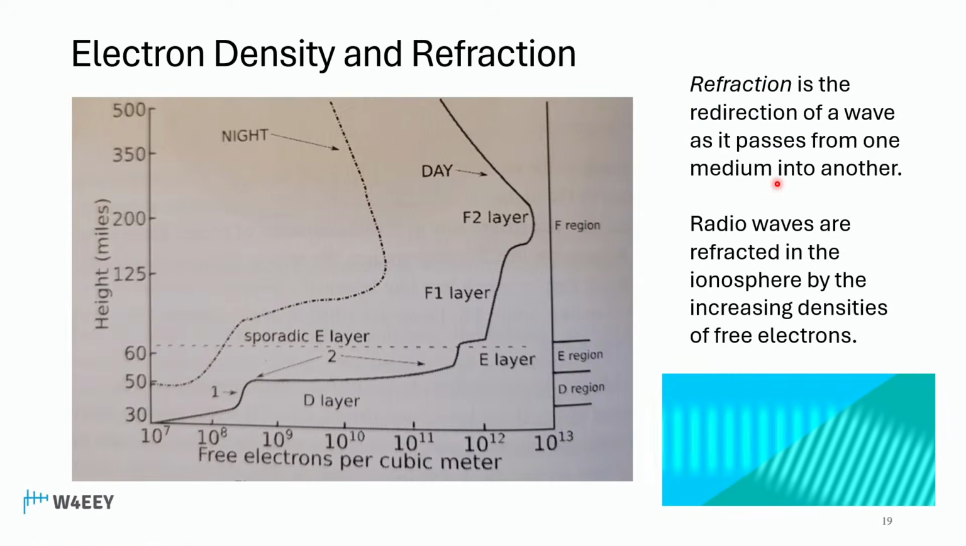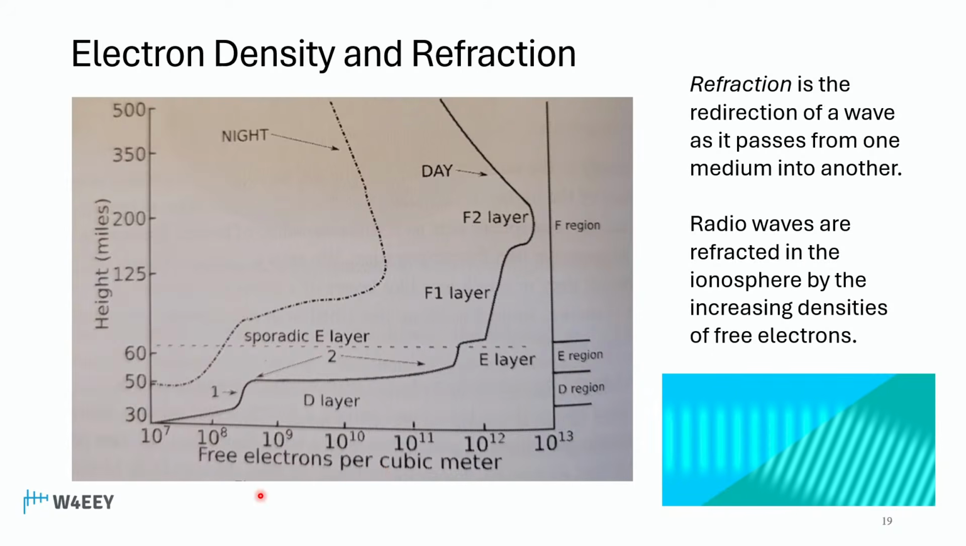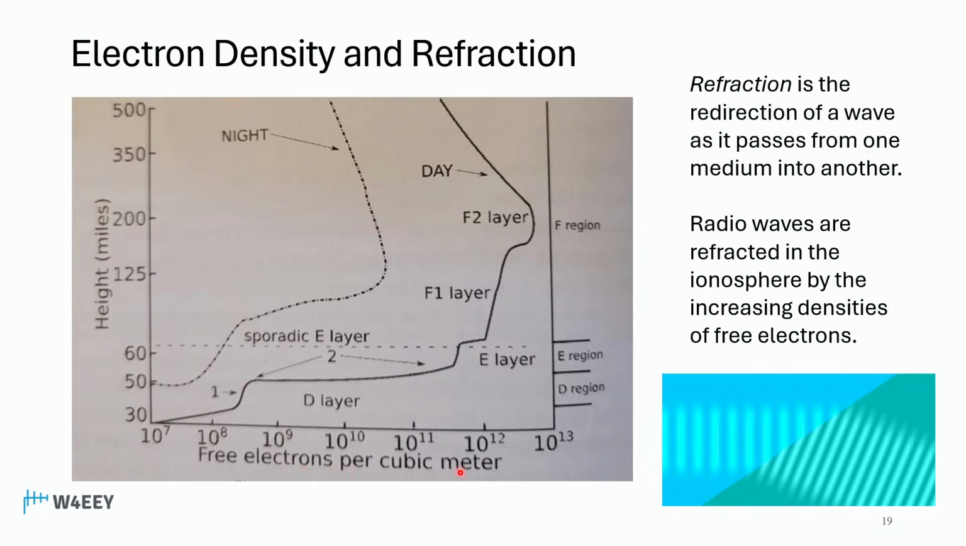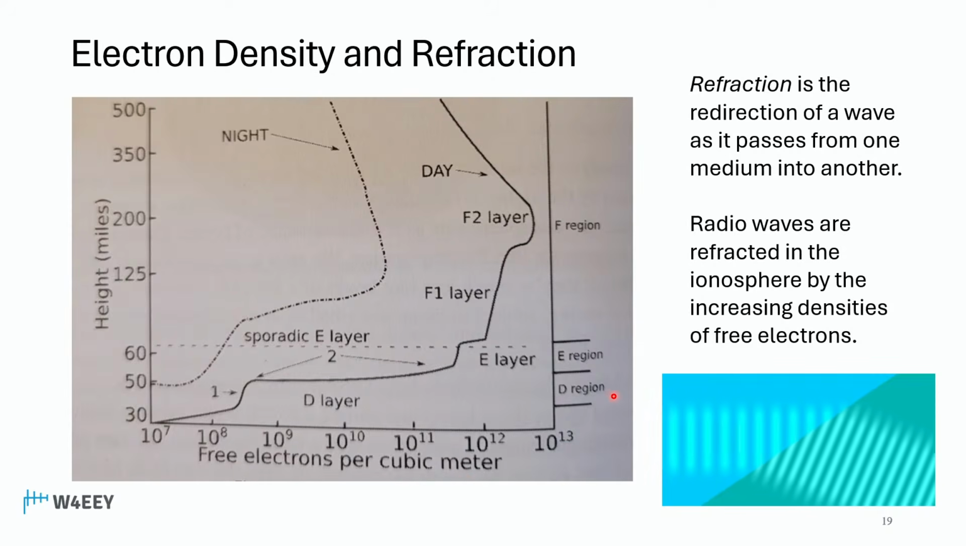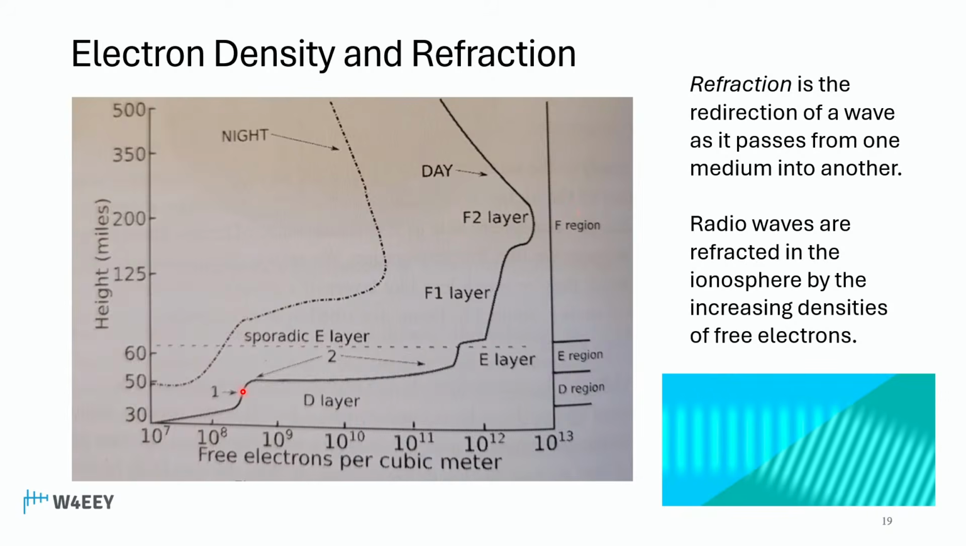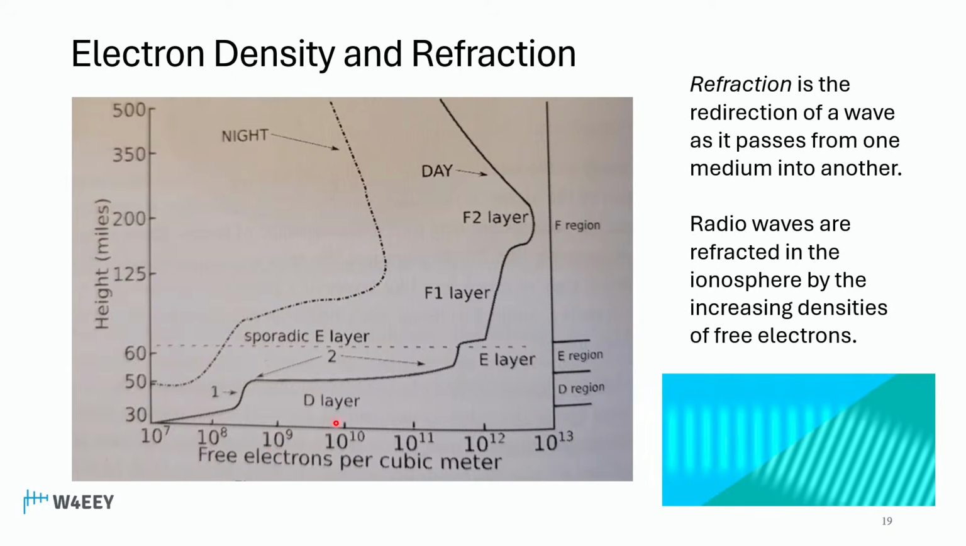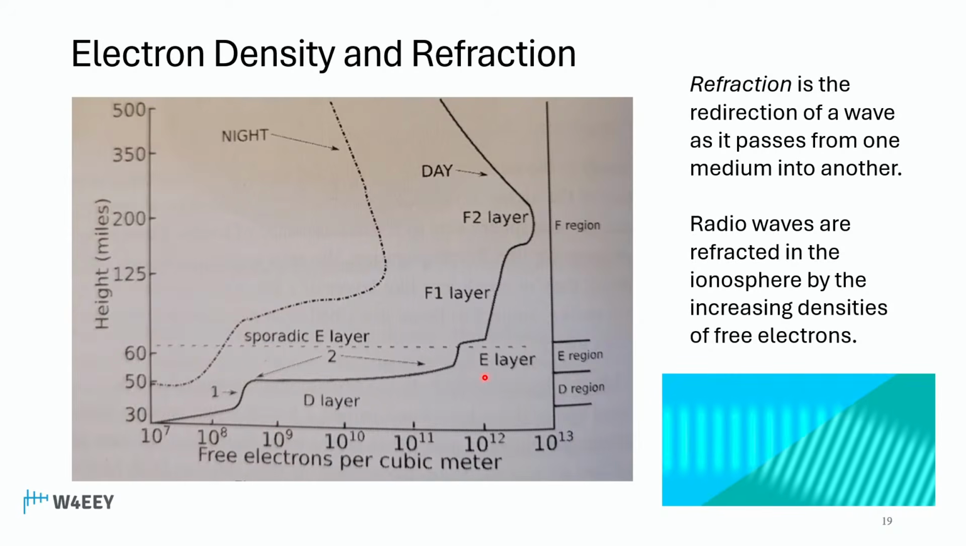Now here's a little bit more on electron density, another ionogram. So it's free electrons per cubic meter. I don't know who measured that, but that's what this is. And we got the D region, the E, and the F. And these regions tend to group themselves or naturally form. So at those boundaries, that's what causes the bending.